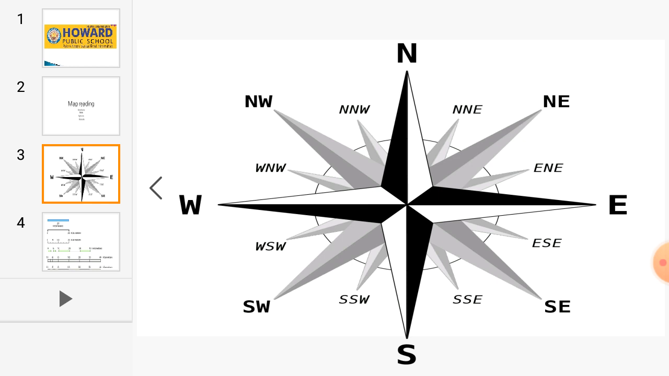For example, northeast lies between the north and the east. You can see in this picture. And the northwest between the north and the west. The southwest between the south and the west. And children, southeast between the south and the east. So these are the important directions on the map.